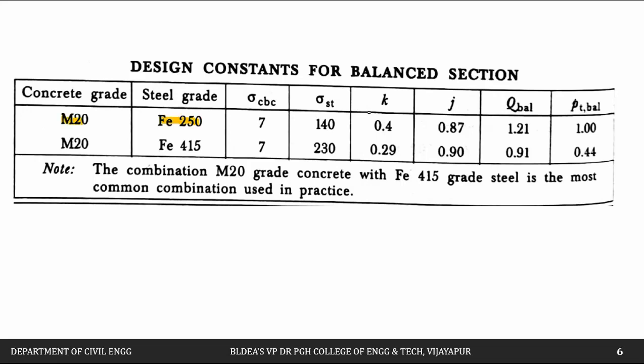Mild steel is nothing but Fe250. So for sigma CBC, this will come from the code book. Just now we calculated the values K, J, Q balance and PT. Similarly, you can calculate these values for M20 grade of concrete and Fe415 steel.